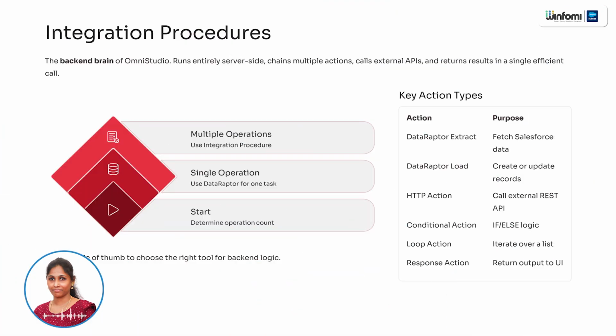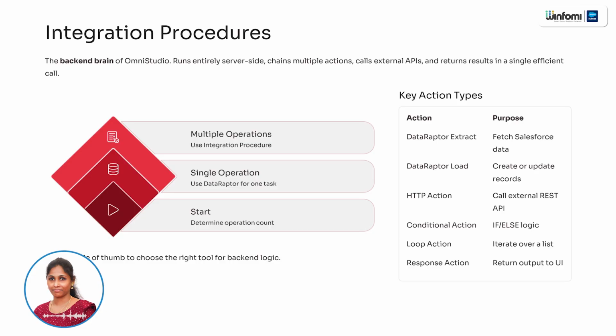Let's move on to integration procedure. This is like the backend brain of OmniStudio. If the OmniScript and FlexCard are for the front end, then integration procedure is for the backend. Here is a simple definition. An integration procedure is a server-side orchestration tool that can call data mapper, external APIs, apply logic, and return results all in one call. Inside integration procedures, we have different types of actions like data mapper extract, data mapper load, HTTP actions, conditional action, loop action, and response action.